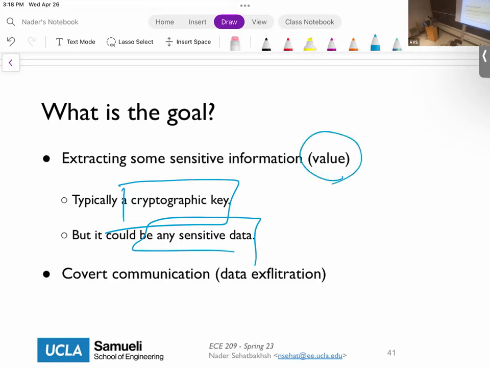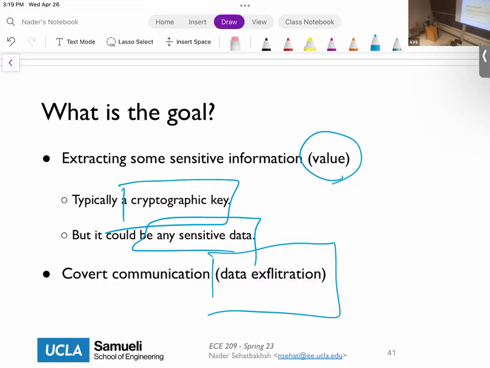The second use case for side channels is what we call data exfiltration, which means that I'm going to extract something from this air gap system. Remember I told you we want to make the system air gapped. So if it's air gapped, you probably cannot steal information from it, right? And then you cannot communicate with some other device. But with side channels, I can do that.